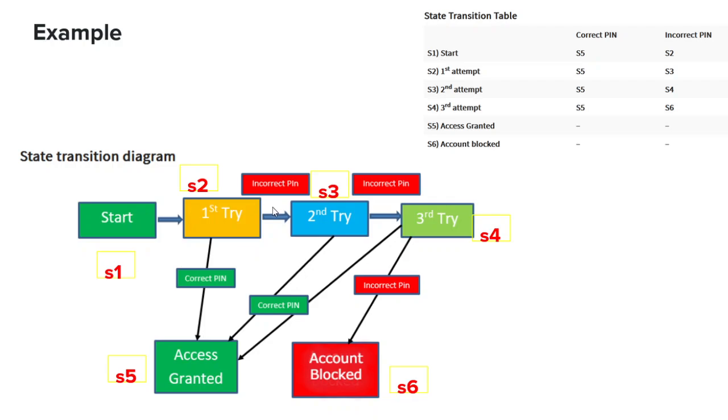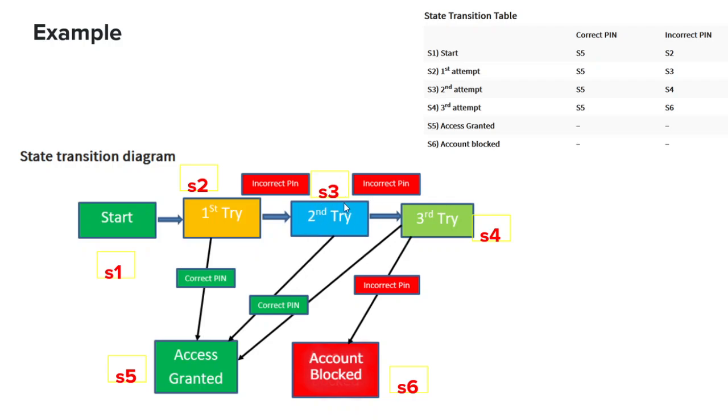Now let's say in the first try, the user enters an incorrect PIN, then we will give the second try to the user. Again the state is changed. If you see, after the first try, what is the action? Incorrect PIN. After the first try, if the user enters an incorrect PIN, then we will give the user the option to enter again. That means it is a second try. It is another state now.